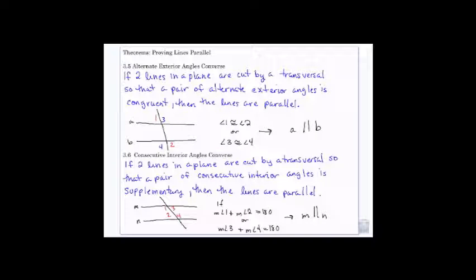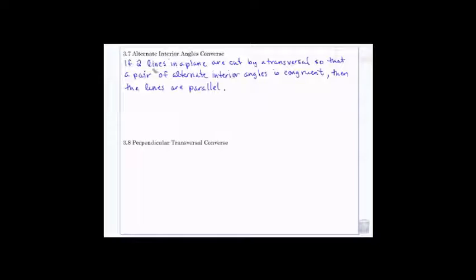So if these add up to 180, the lines are parallel, or if those add up to 180, the lines are parallel. Okay, so again, this is another flip it around thing. So we have, if two lines in a plane, what shall we call these lines? Okay, Joe and Bob.